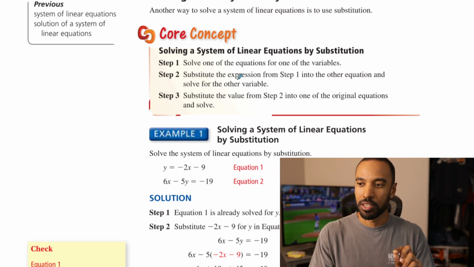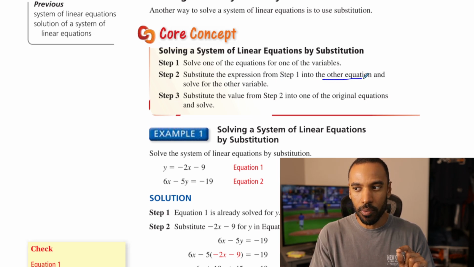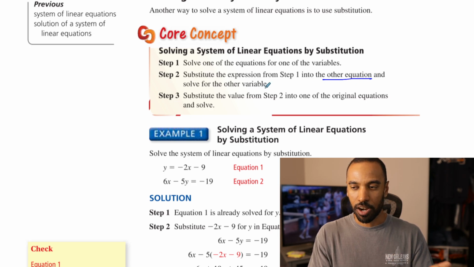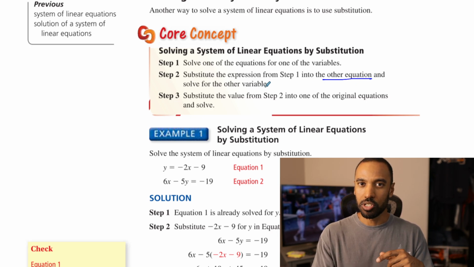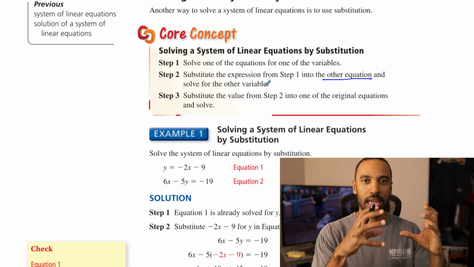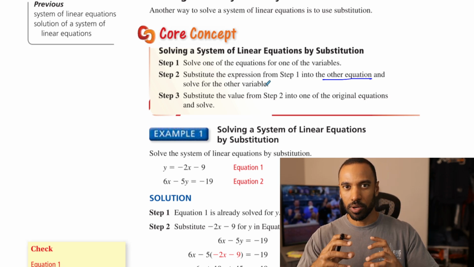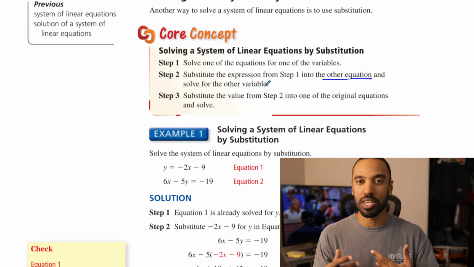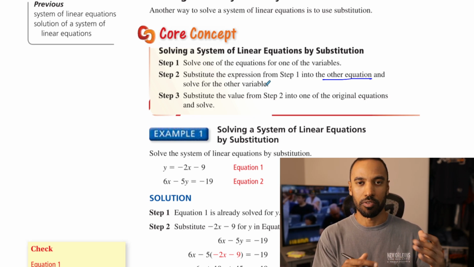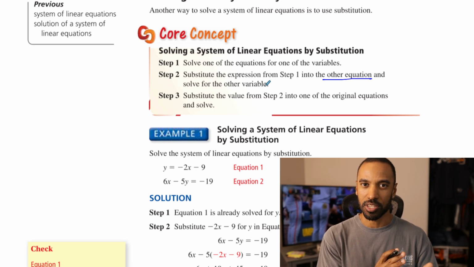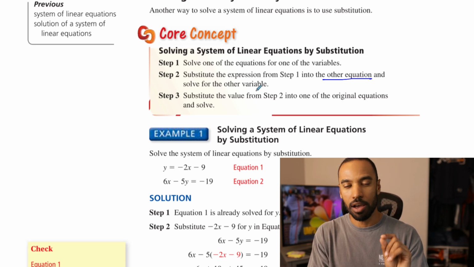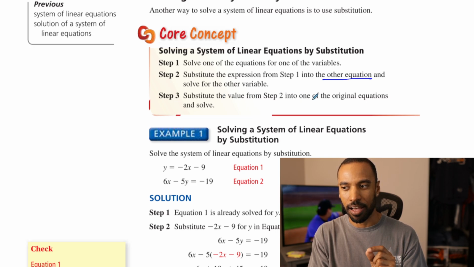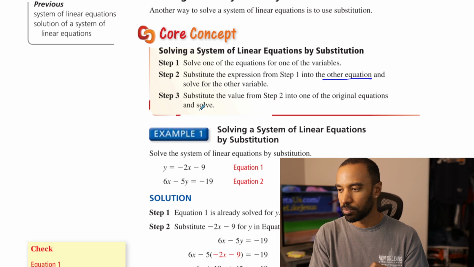Our goal is to substitute into the other equation and solve for the other variable, because the idea here is when you substitute, let's say y equals something with an x in it, and you replace the y in the other equation with it, now that equation will only have x's in it. And they work in the same system. So whatever that x would have represented in the first one should be represented in the second one. When you solve for the first variable, you can now substitute that value into one of the original equations and solve for the other variable.